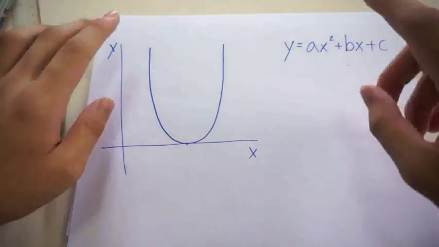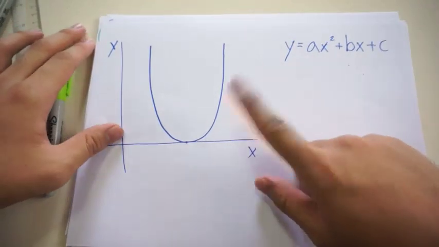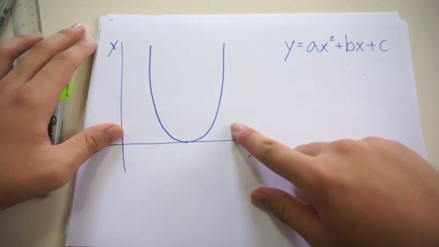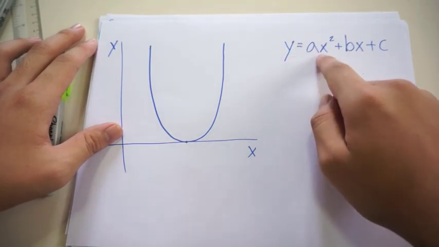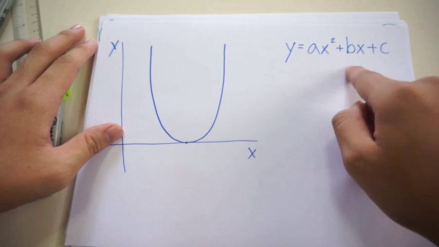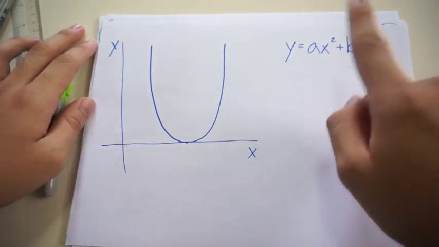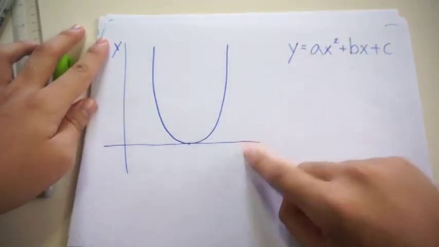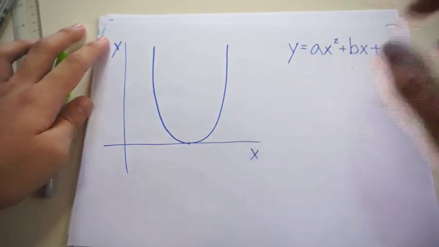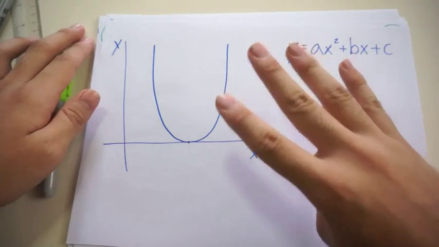So, before we learn about parabola graphs, we must understand that a parabola graph will be expressed in this form: y equals ax squared plus bx plus c. And that's how the parabola will be formed in this graph. Now, let's understand the four questions of parabolas.